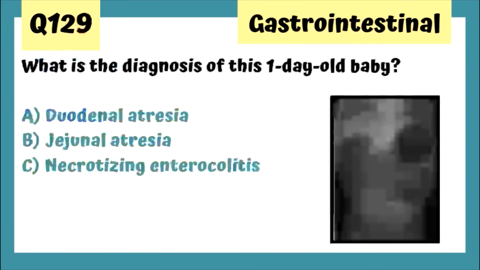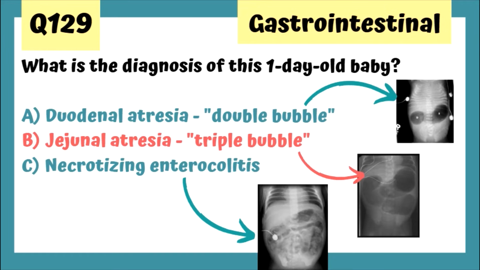Question 129. What's the diagnosis of this 1-day-old baby? We have the triple bubble. That's jejunal atresia, and therefore we're going to have dilation of 3 different organs. As opposed to duodenal atresia, where we have the double bubble sign. Only 2 organs are going to be large.